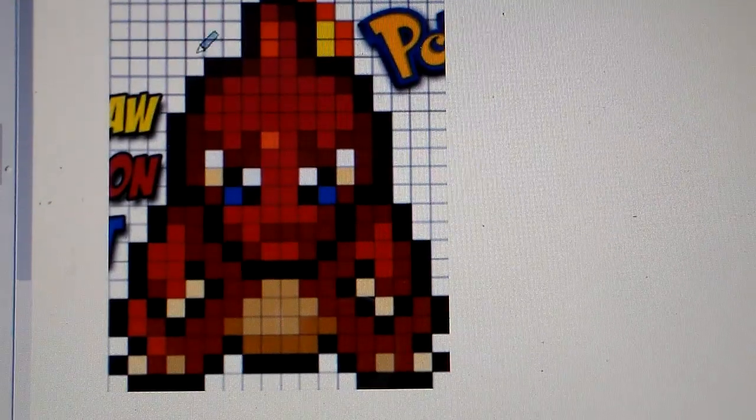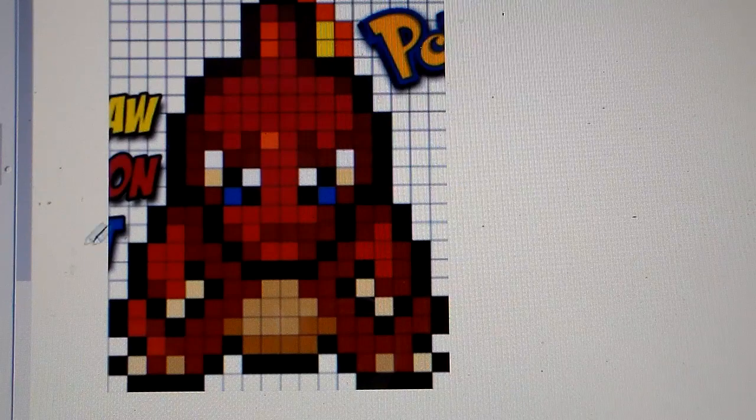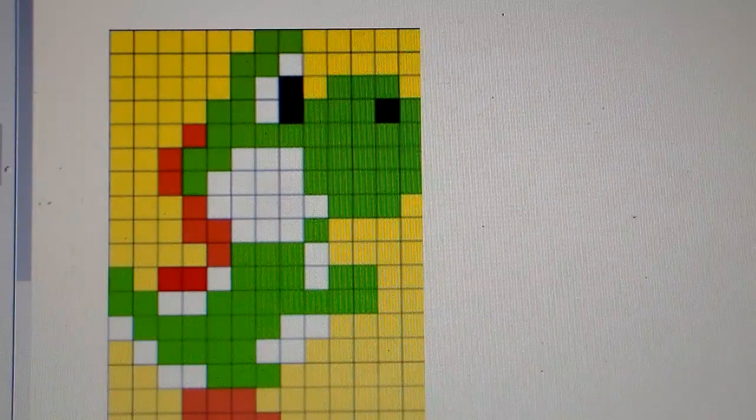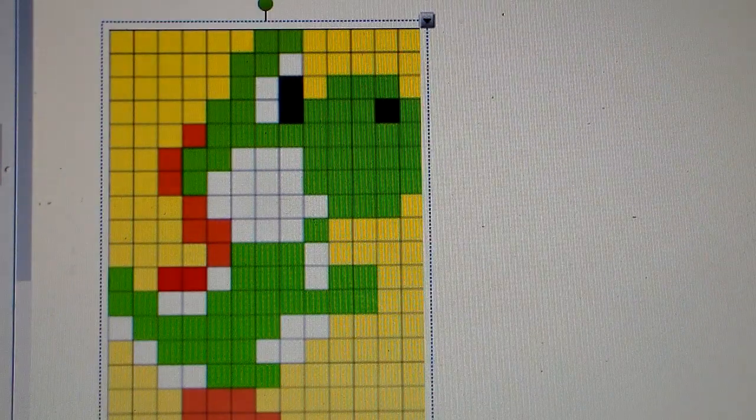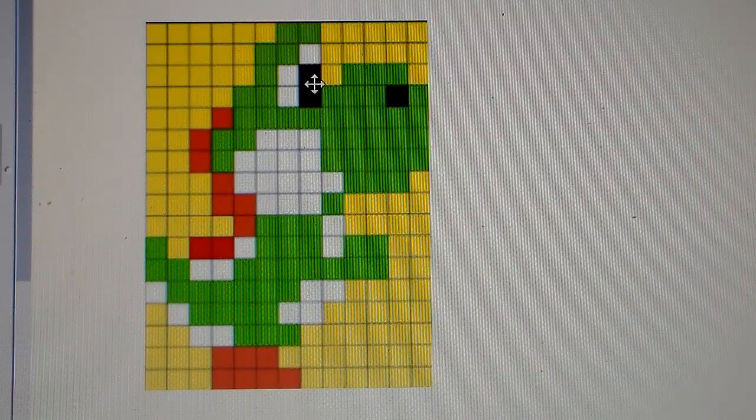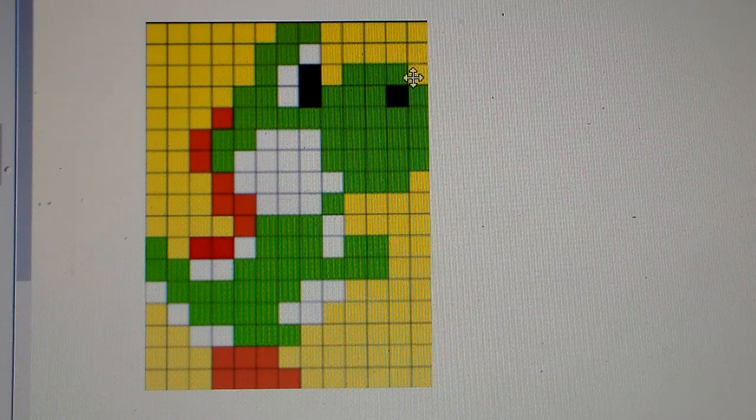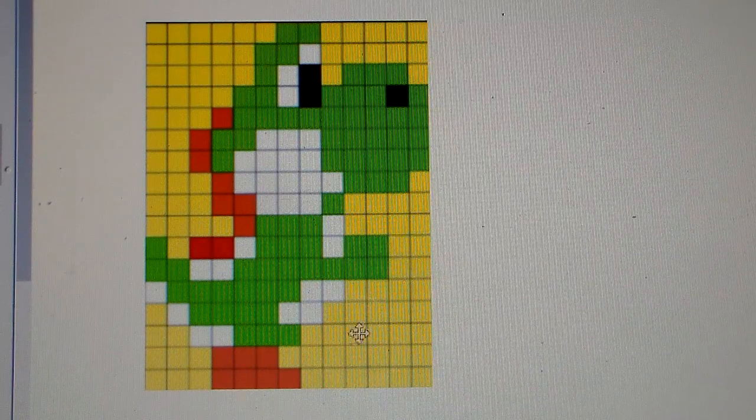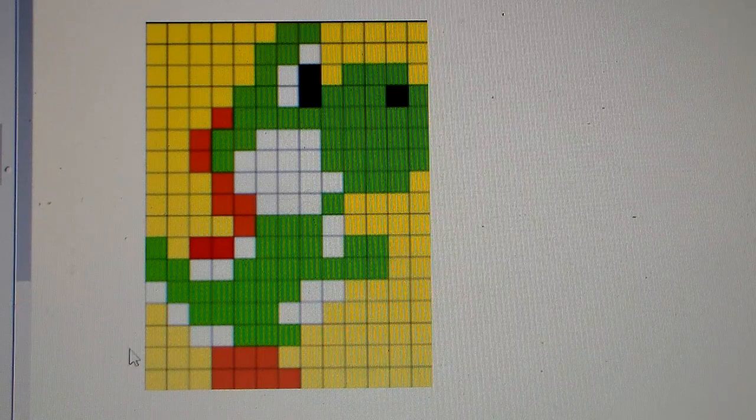Same with Charmander. You just add up all the boxes going around. That'll get you the perimeter. Here in Yoshi, you can do the same story too. 2, 3, 1, 1, 3, 1, 1, 4, 1, so on and so forth. Label all the numbers and then add them all up.